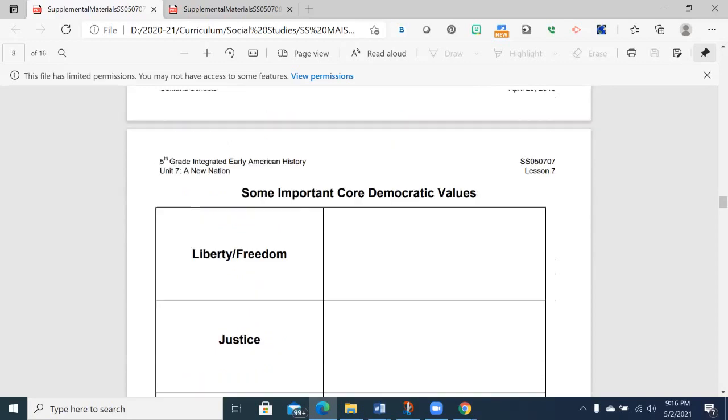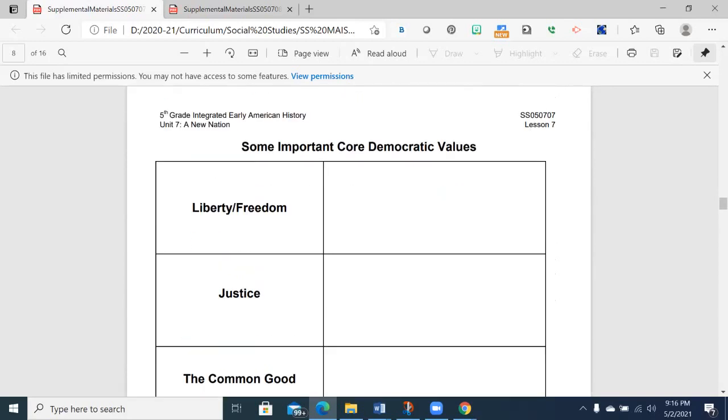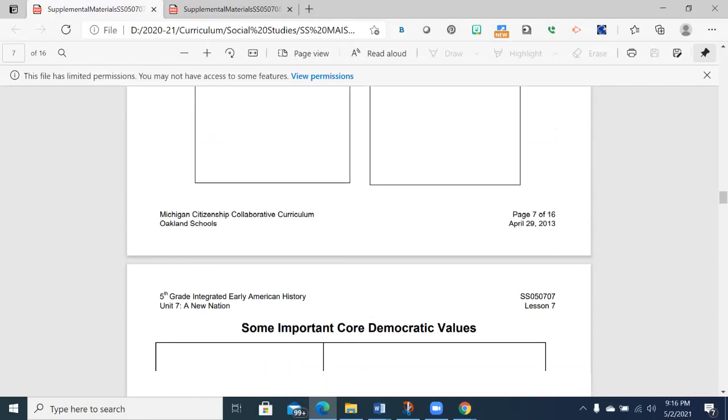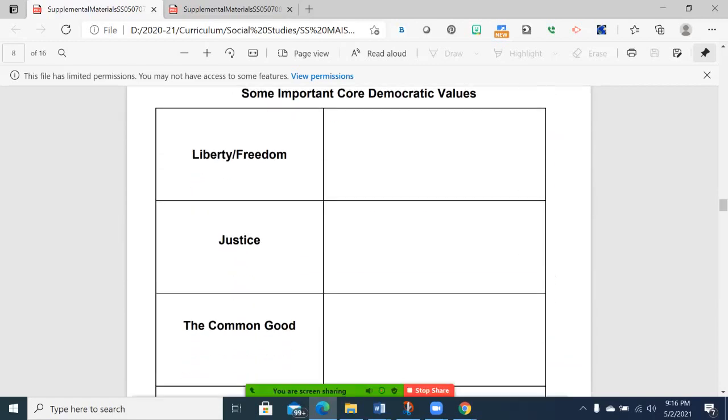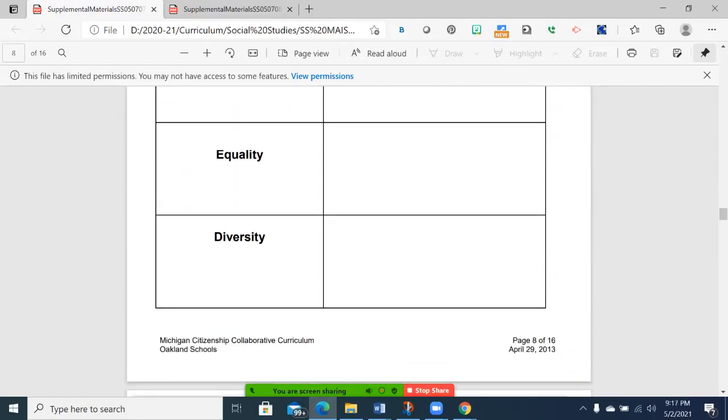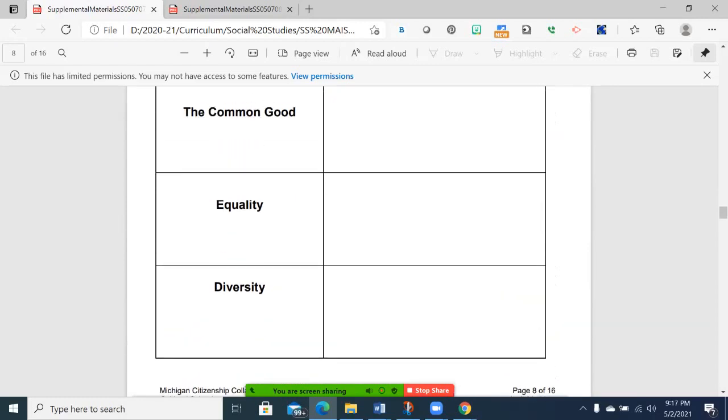All right, the next step is to write down some important core democratic values about these wind farms. How does liberty and freedom apply? Justice, the common good, equality, and diversity. You're going to need to pause the video and complete that portion of the paper.